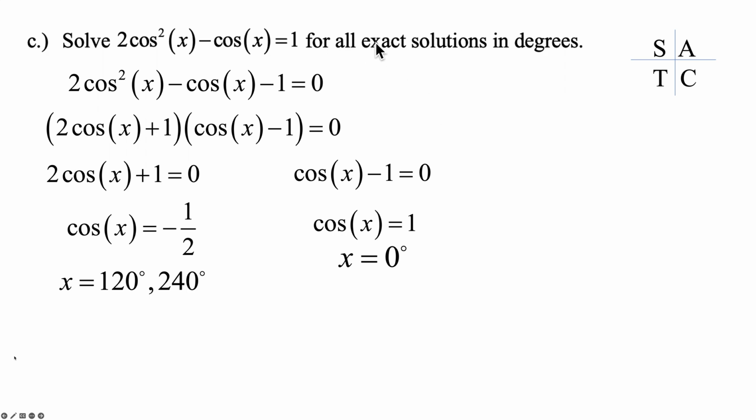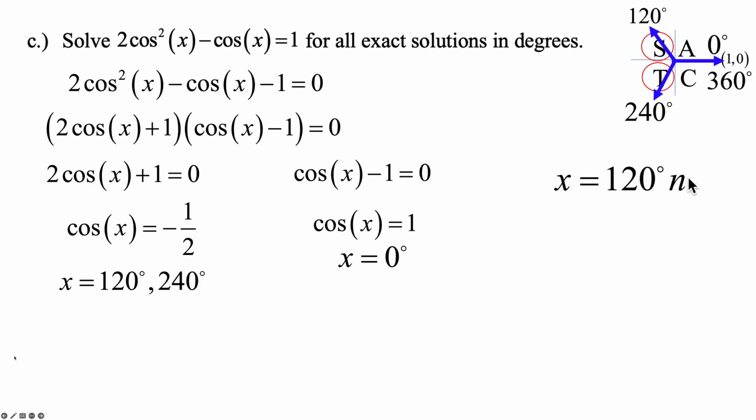Now we're looking at all exact solutions, so we're thinking about adding 360 degrees to this. But if you were to draw these in here, there's my 0 degrees, there's my 120, there's my 240. I'm going from 0, add 120, add 120, add 120, and I'm back to 360, which is 0. So technically what I can say is my answer is 120 degrees times n. That's going to be my answer.